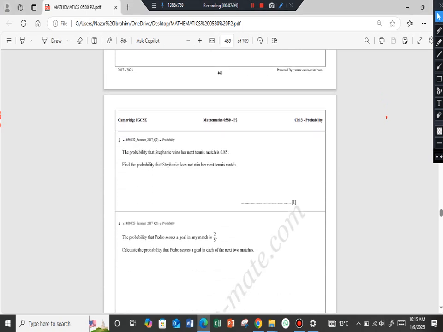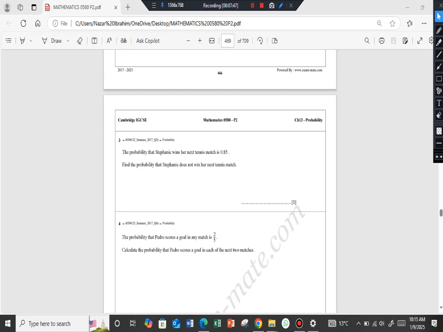Question number 3. The probability that Stefanik wins her next tennis match is 0.85. Find the probability that she does not win her next tennis match. If I know the probability of an event occurring and I want the probability of it not occurring, just subtract it from 1. So the probability of not winning is 1 minus 0.85, which is 0.15. Clear? Very simple. Okay, moving to the next.